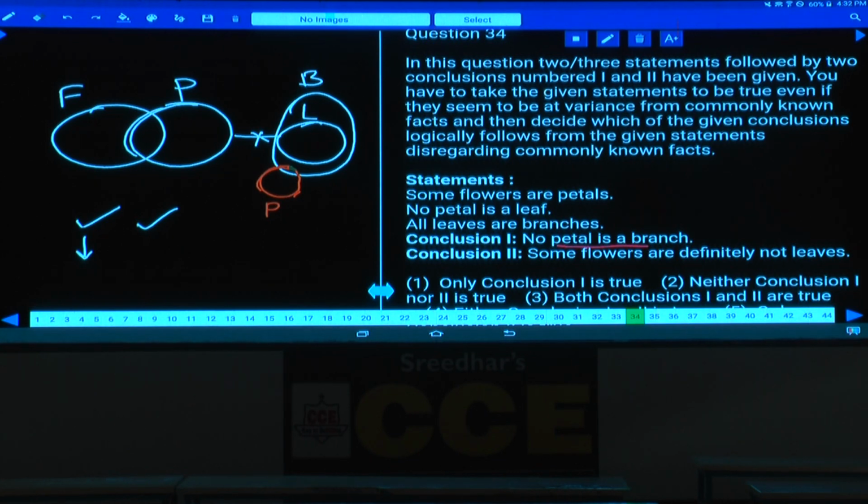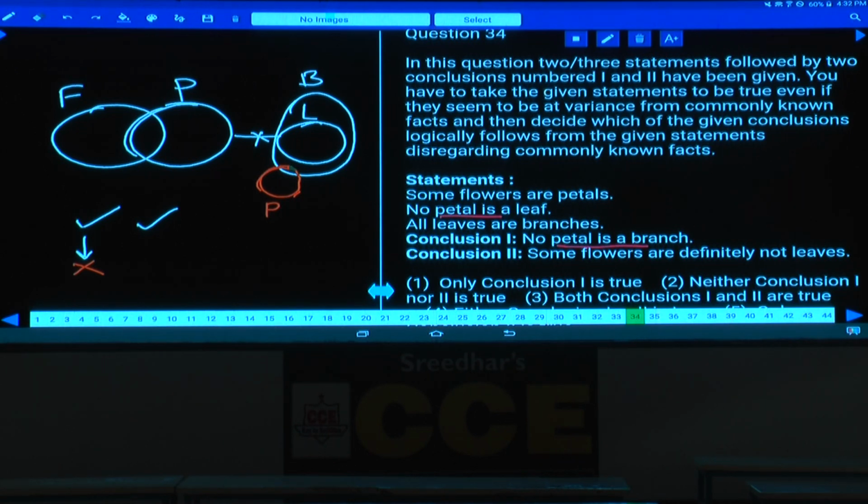What is the statement here? No petal is a leaf, and it is also valid. All the three statements are valid. At the same time, I have proven a case wherein some petals are branches is true. That means no petal is a branch will be false. Alternate diagram proven, previous conclusion will be false.